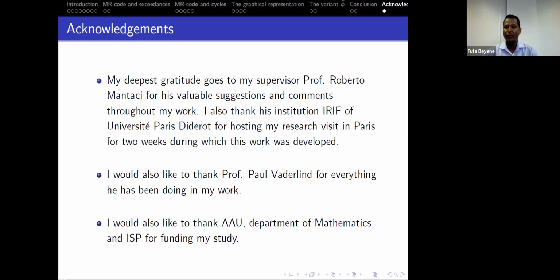By using the MR code, you can deduce a lot of statistics like those I have mentioned in the paper: anti-exceedances, exceedances, weak exceedances, and the like. So that is a very basic reason we are interested and motivated to study these MR codes.